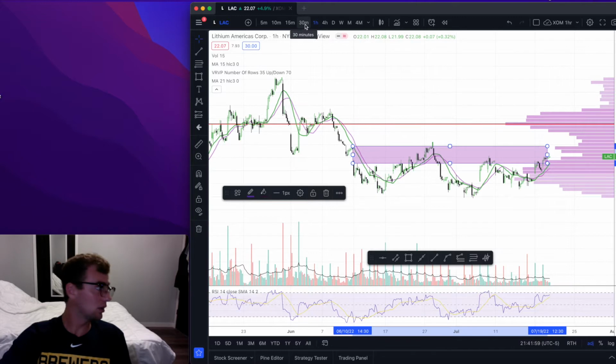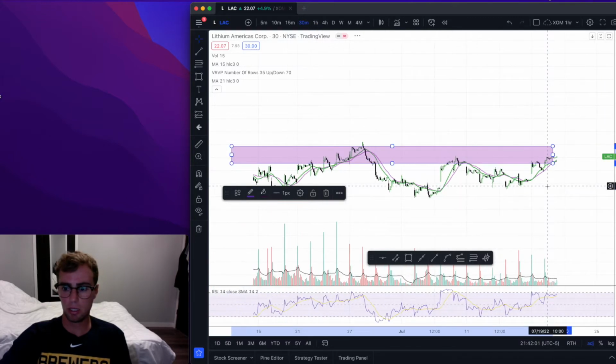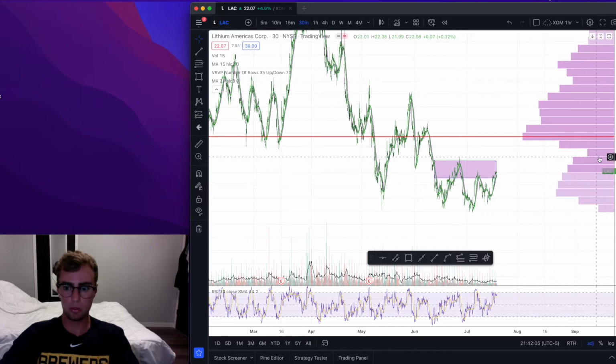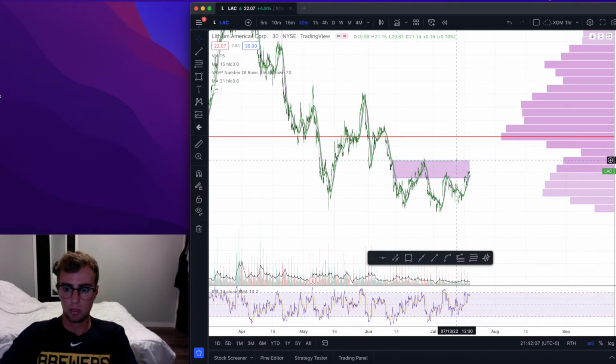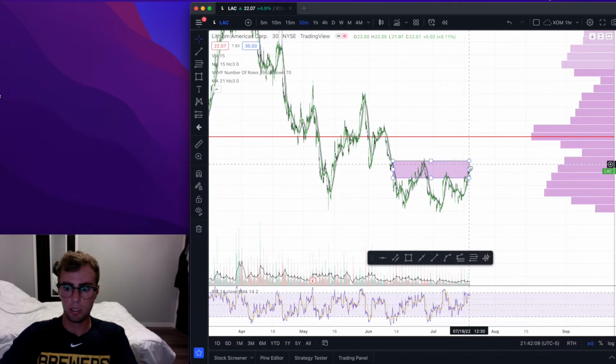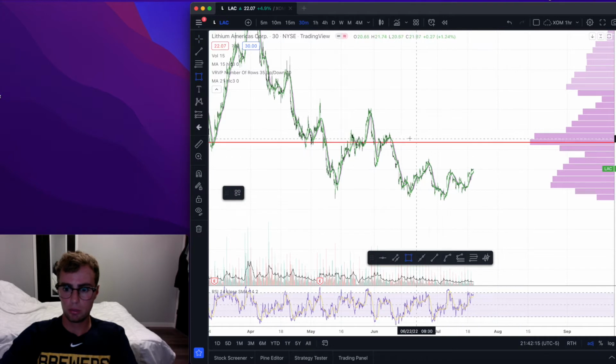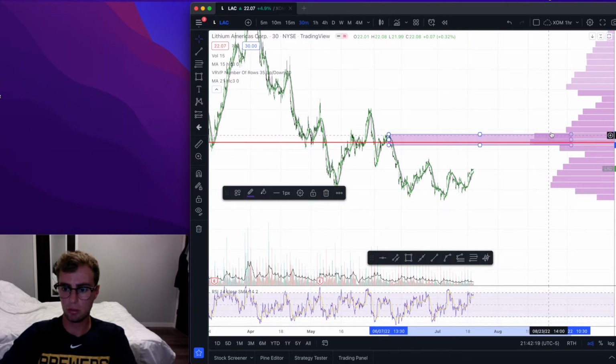So how do you identify areas of supply and demand on a chart? Let's go to this chart here of Lithium Americas Corp. So we can see an area of supply right here. Now pay attention to this volume node in particular. Do you see how it protrudes out, how it is out much further than the rest of these? That's how I would determine that that's an area of supply.